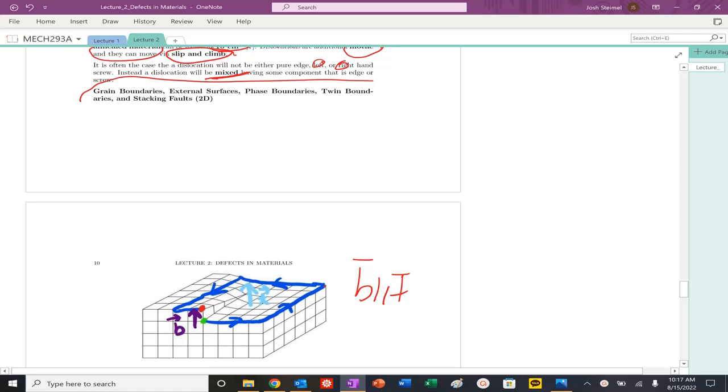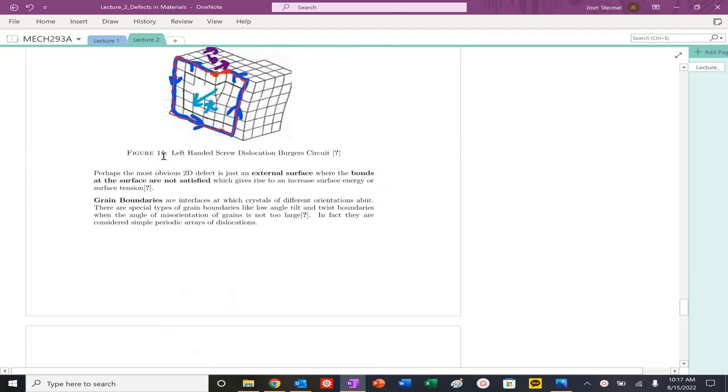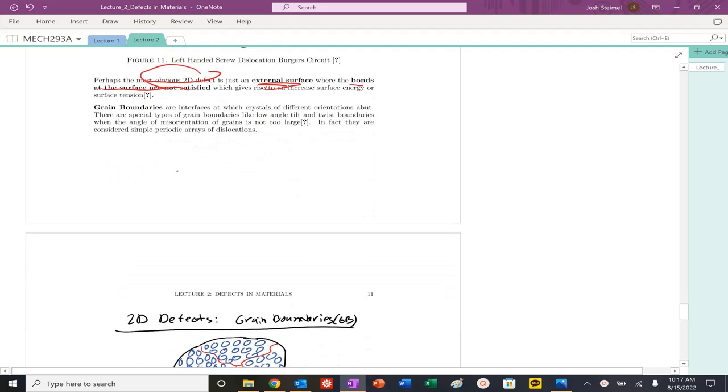All right, and now we are going to continue on to 2D defects. So grain boundaries, external surfaces, phase boundaries, twins, stacking faults, etc. So the most important, probably most obvious, defect is just a surface. Bonds at the surface are not satisfied, which increases surface energy and increases surface tension.